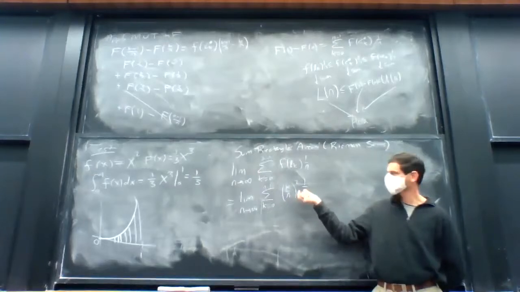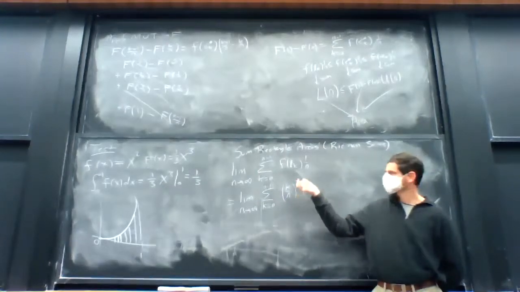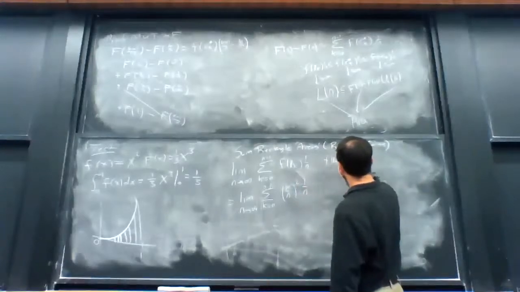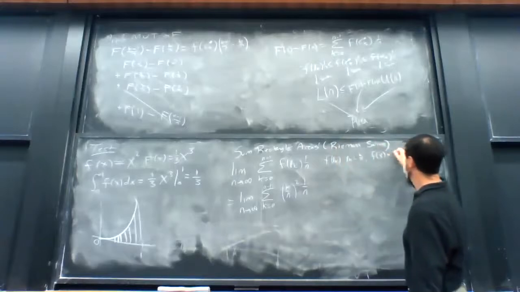Does everyone see how I got this? This f of Lk is just k over n squared, because f of x is just x squared.